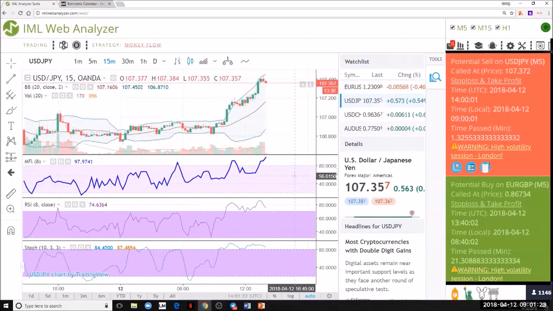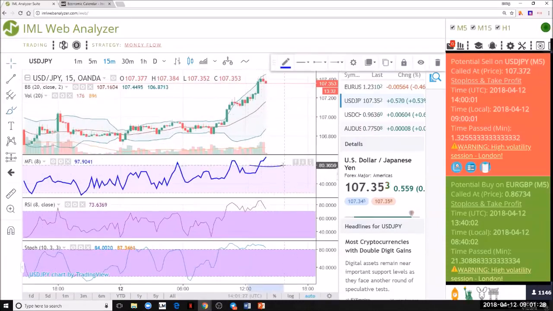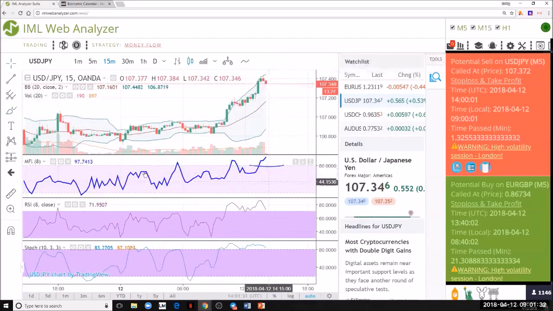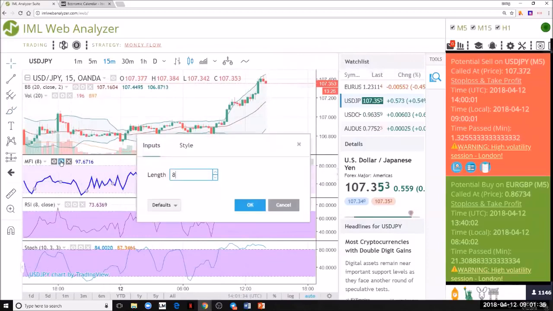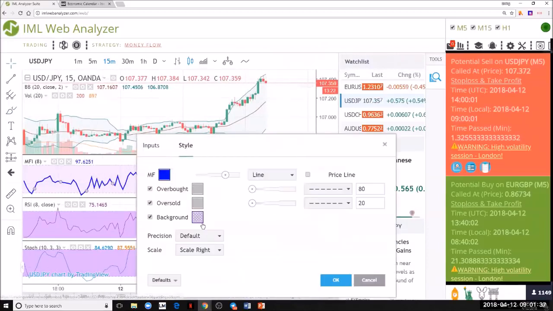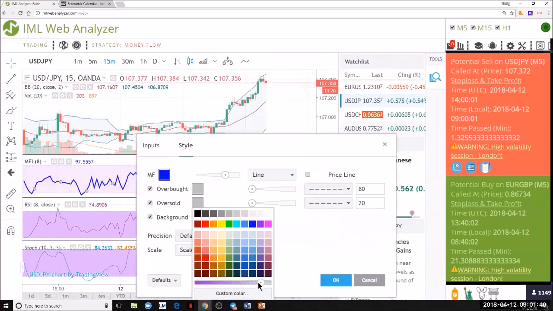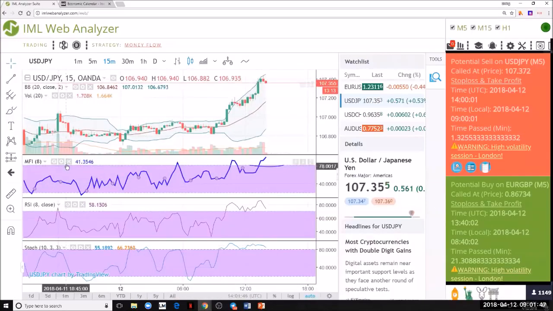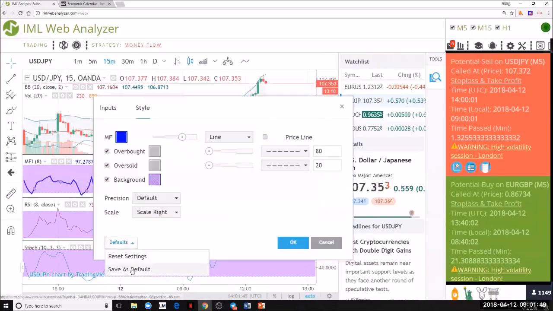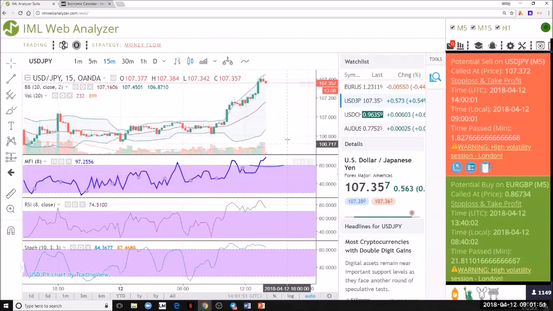And what we have here is the RSI is above the 80. I tell you what I'm going to do. I like this a little bit darker. I'm going to make mine a little darker. I like to see it a little better. There we go. Okay. And I didn't save that as default, so I need to save that as default. There we go. That way when I switch pair, it'll still be there for me.